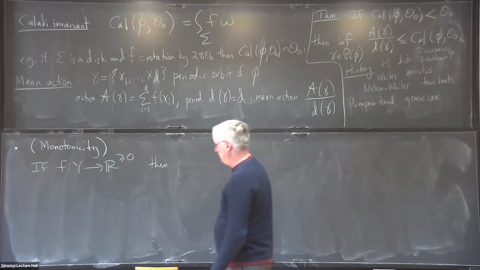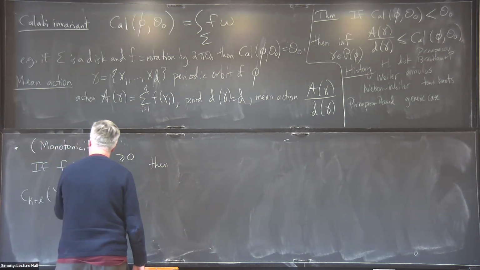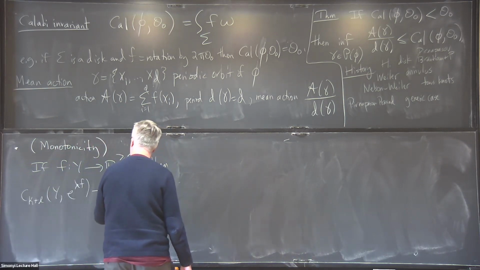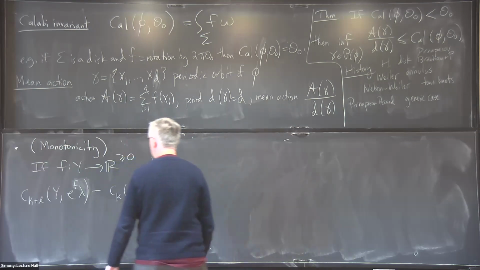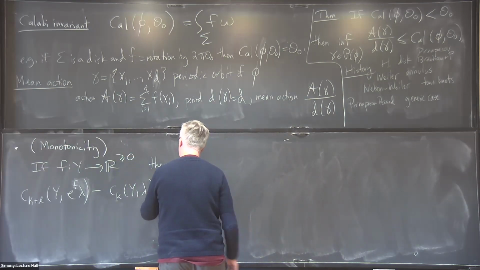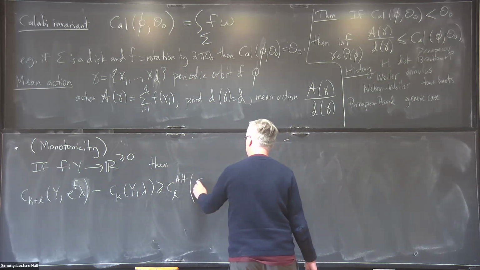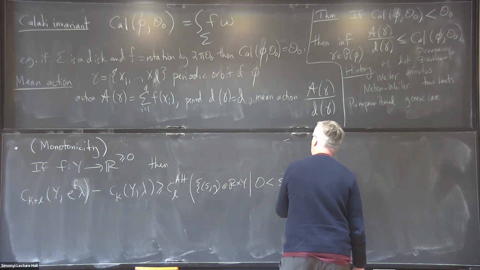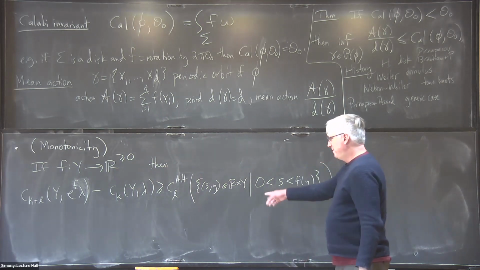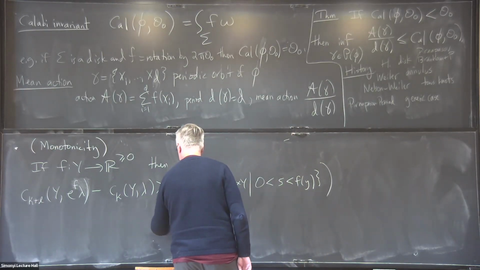But there's a stronger version of this that I need, which is that c_{k+l}(Y, e^f lambda) minus c_k(Y, lambda) is greater than or equal to c_l^alt of the set of (s, y) in R times Y such that 0 is less than s is less than f(y). I have to tell you what this is. And so this is what is called the elementary or alternative ECH capacity.